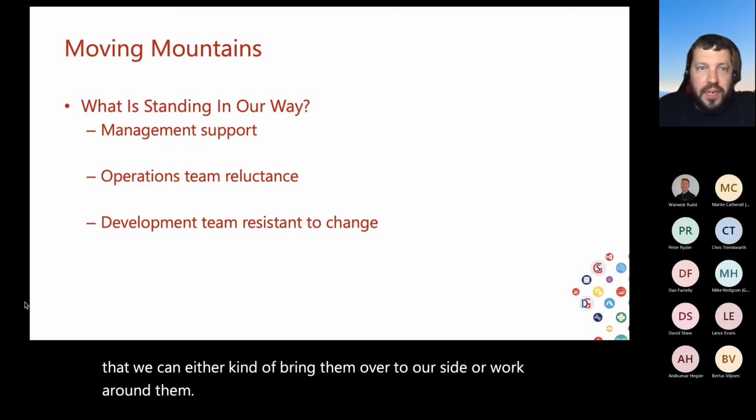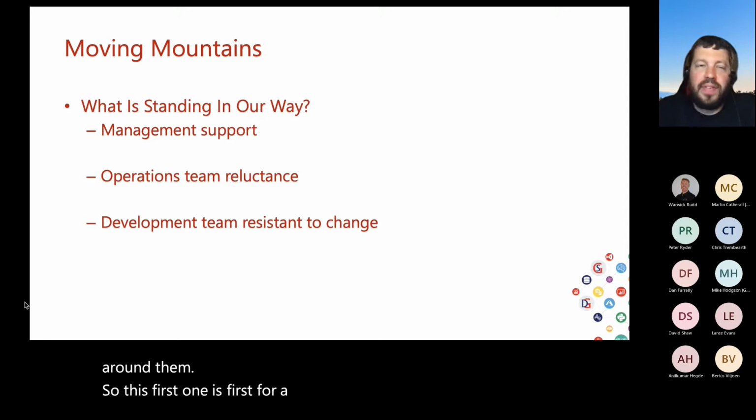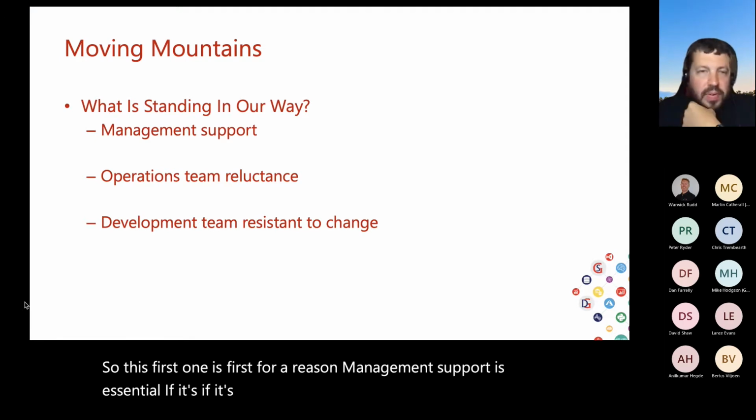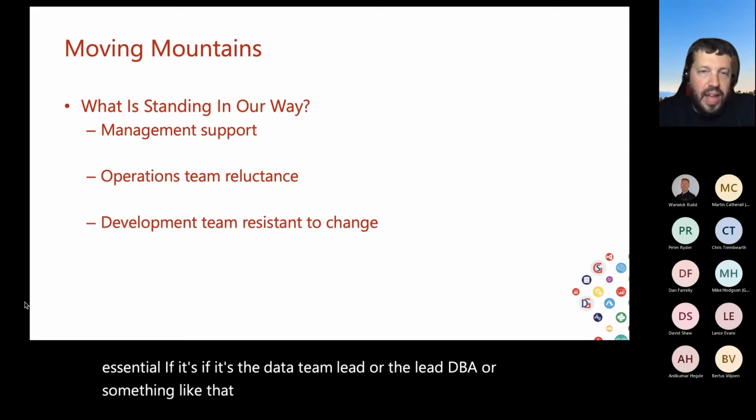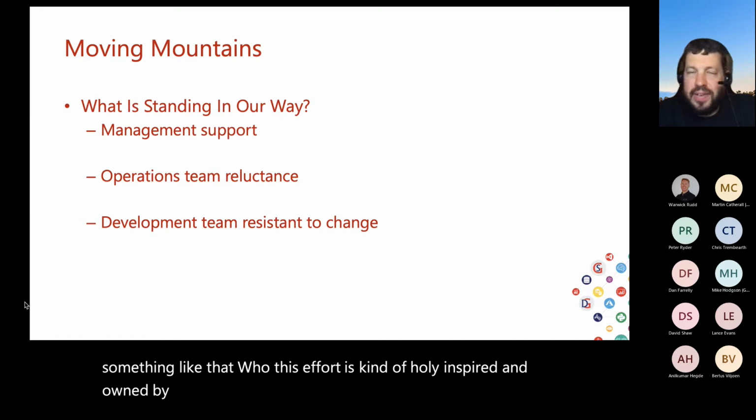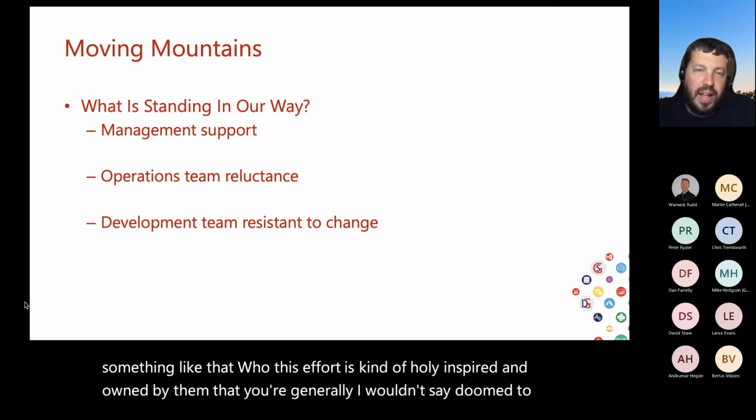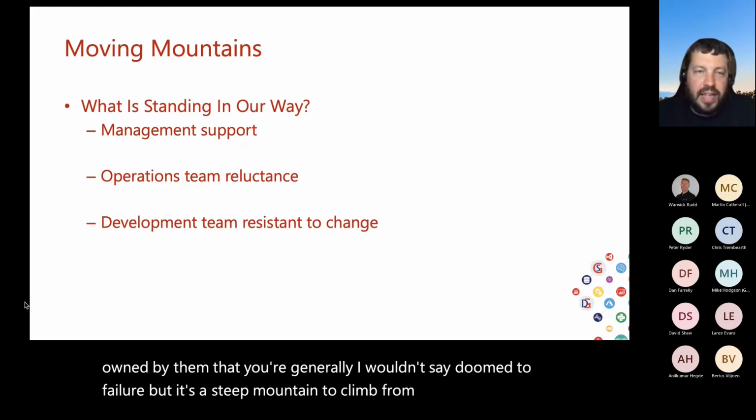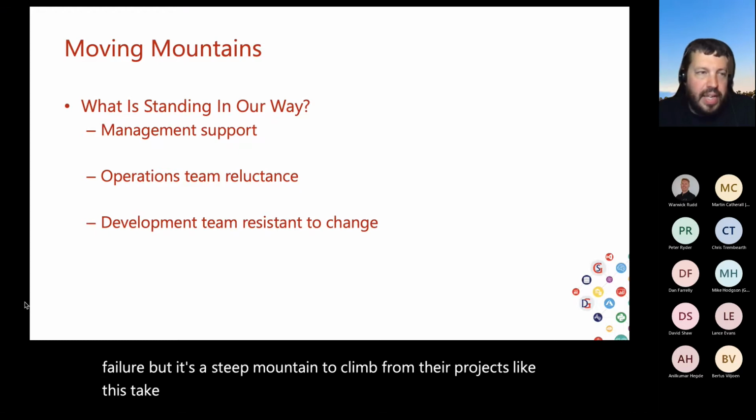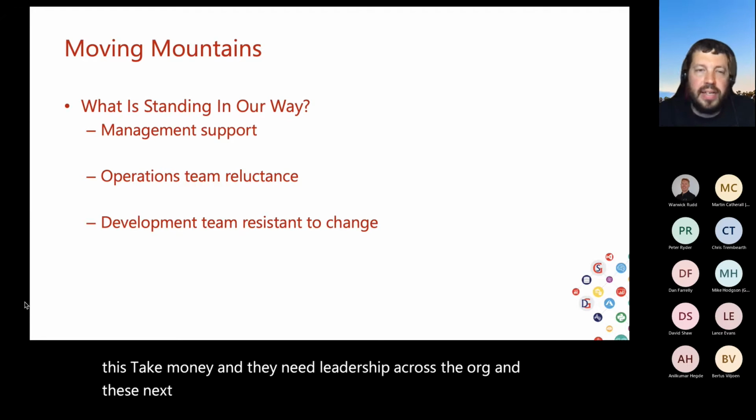So this first one is first for a reason. Management support is essential. If it's the data team lead or the lead DBA or something like that, and this effort is kind of wholly inspired and owned by them, you're generally, I wouldn't say doomed to failure, but it's a steep mountain to climb from there. Projects like this take money and they need leadership across the org. And these next few points, we'll talk about why that is.